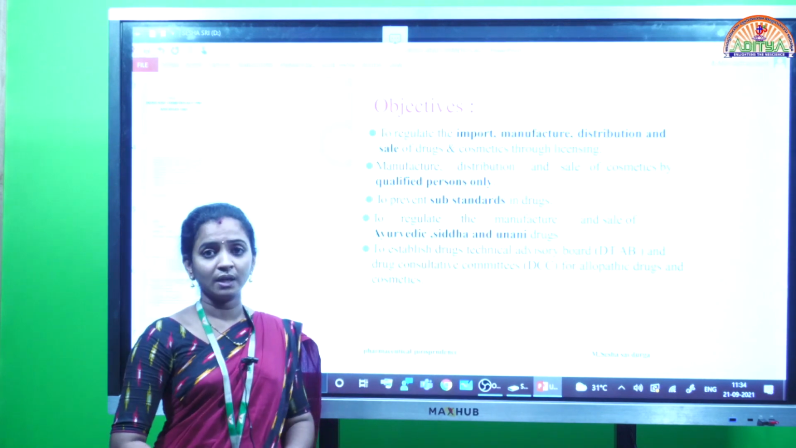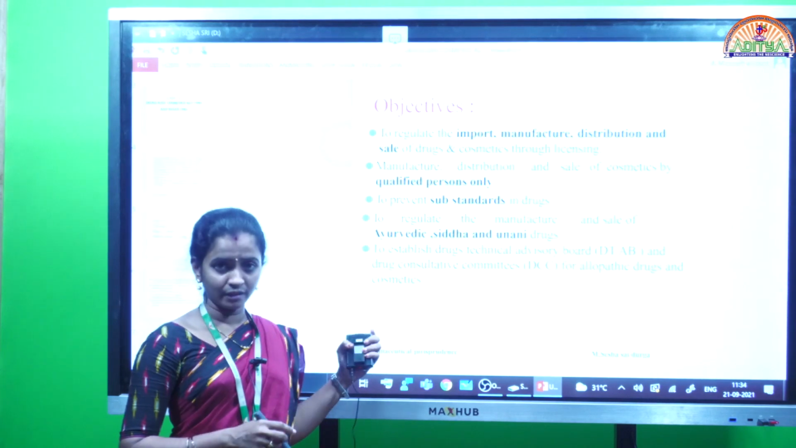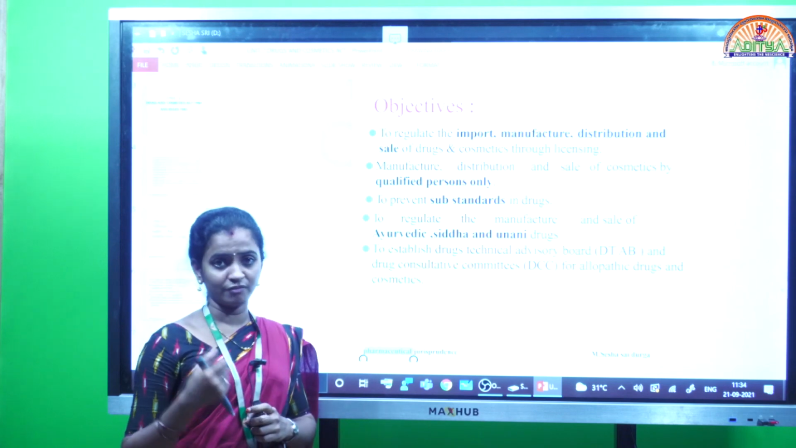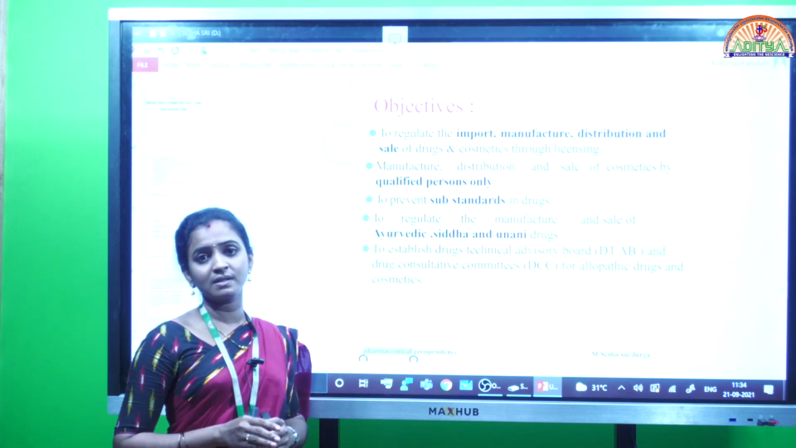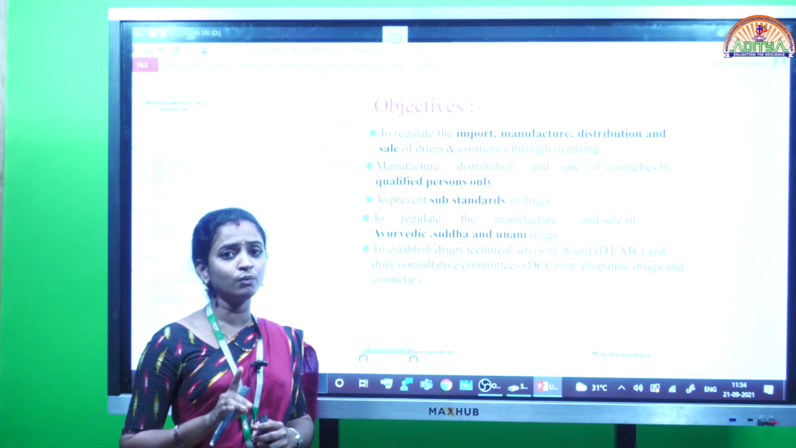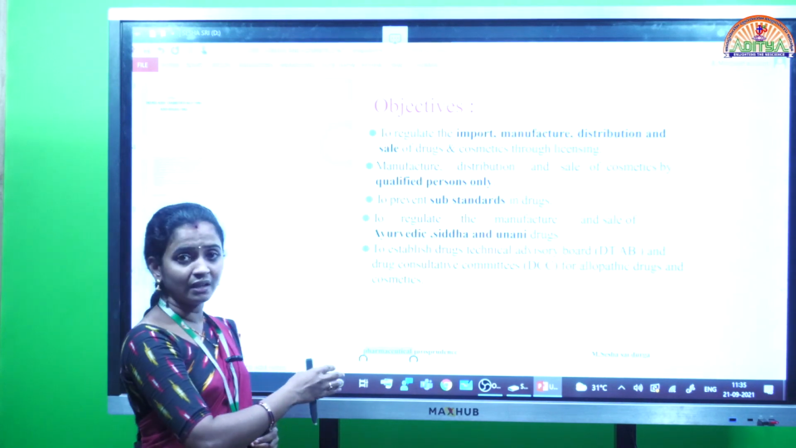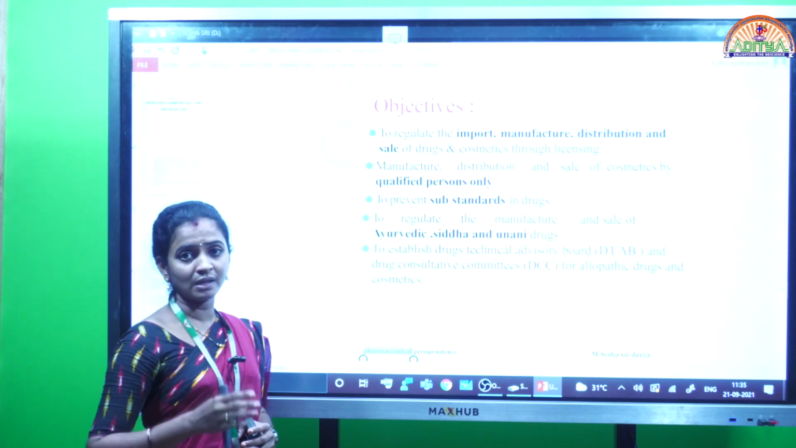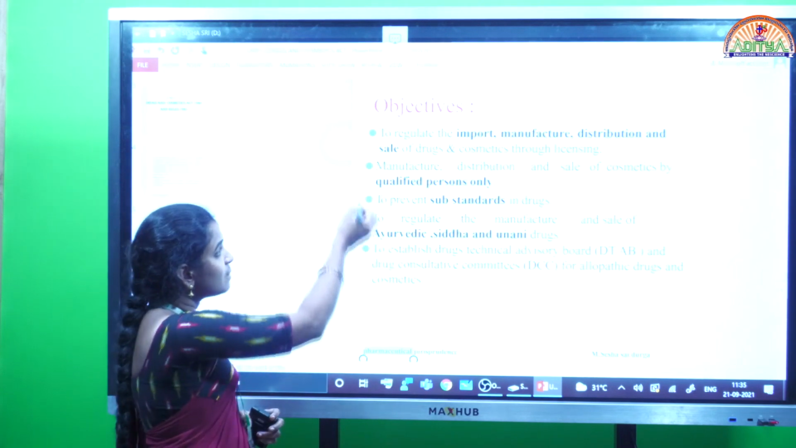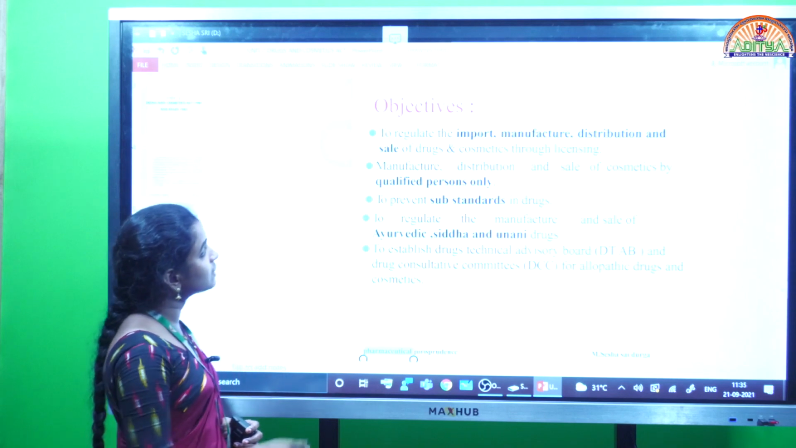I already said that before the establishment of this act, before 1940, there were no specific rules and provisions for pharmacy. Generally, some experienced people used to manufacture, sell and distribute; everything was done by only one person. But when the act was established in 1940, the provisions, conditions and regulations relating to the pharmaceuticals completely changed. So some objectives are framed by the Drugs and Cosmetics Act. What are the objectives? We will see here.